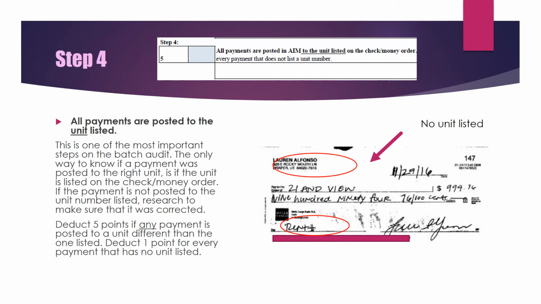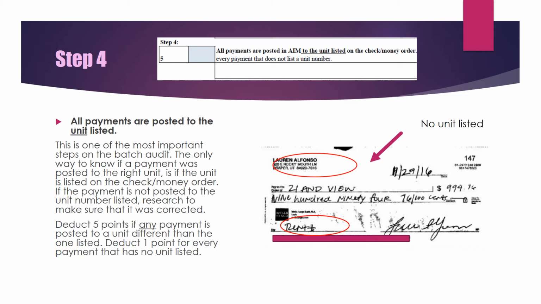Step 4. All payments are posted to the unit listed. This is one of the most important steps on the batch audit. The only way to know if a payment was posted to the right unit is if the unit is listed on the check or money order. If the payment is not posted to the unit number listed, research to make sure that it was corrected. Deduct 5 points if any payment is posted to a unit different than the one listed.